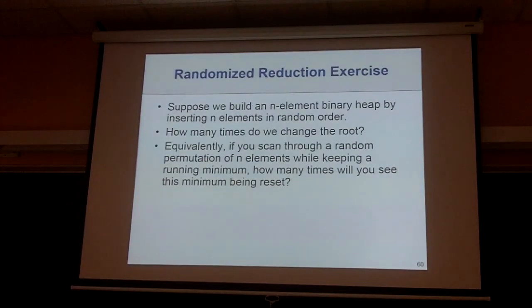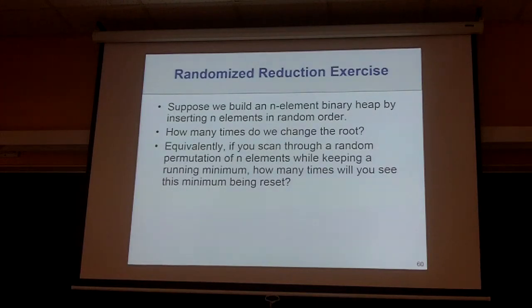So let me look at our random permutation of size n. Here's 3, 1, 4, 2, 6, 7, 0, and so on. Let me basically mark all the times, as I'm scanning through this, where I see a new minimum. I'm going to put a check mark over every element that is the smallest element up to that point. So I'm keeping a running minimum, and I put a check mark every time that gets reset. How many check marks? That's what I'm asking.